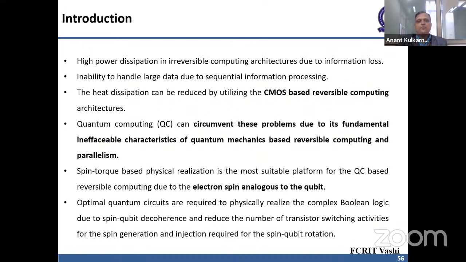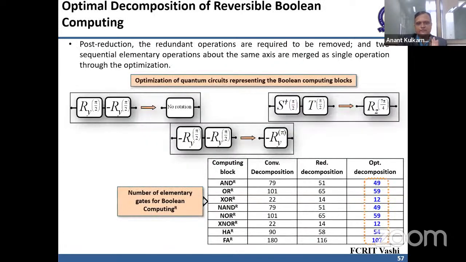Now, let us talk about Boolean gates. I have already explained this Boolean computing, so I will not go into it. I will just show you how many operations we achieved. And we carried out the optimization also. How did we carry out the optimization?